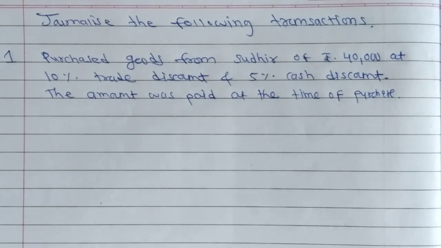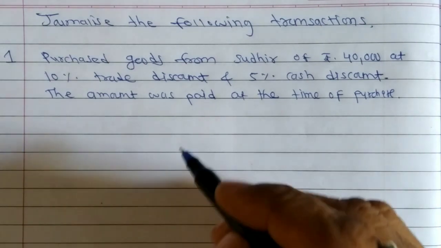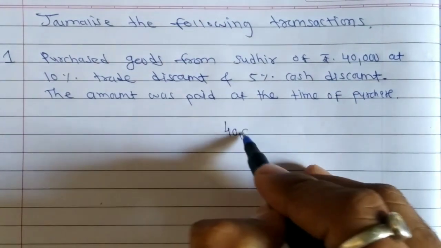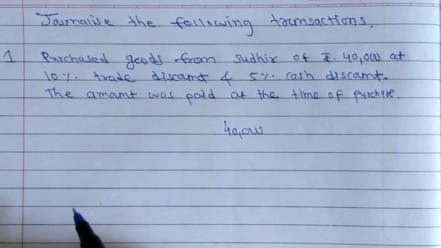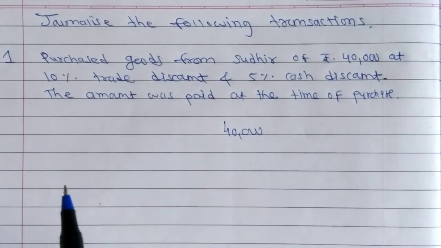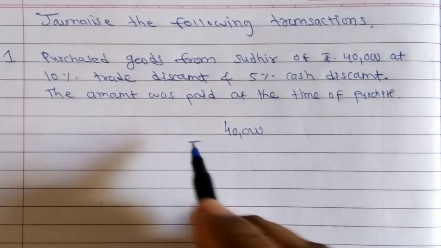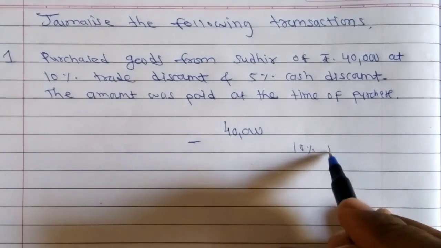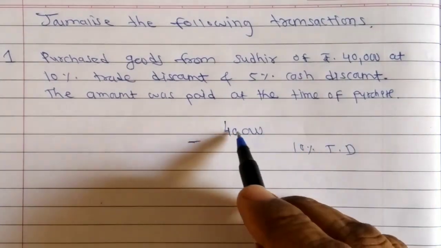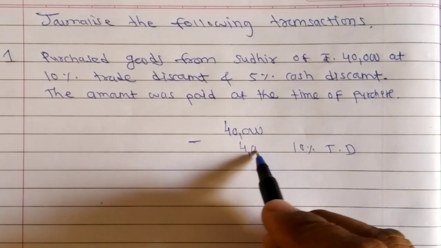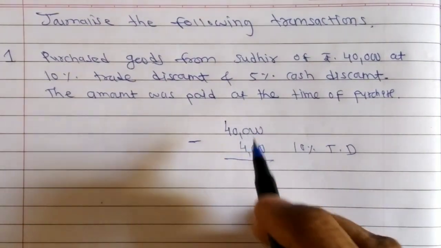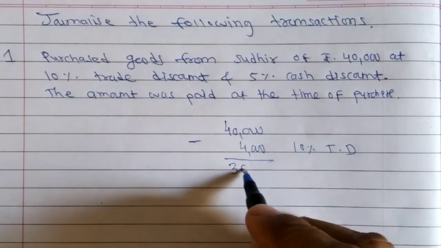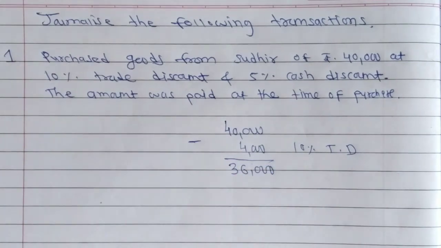Now you can see here the value of goods is 40,000 rupees, and we have given 10% trade discount. So that 10% trade discount we will minus, 10% of 40,000. So 4,000 you will minus. It is not recorded. So the net value is 36,000.